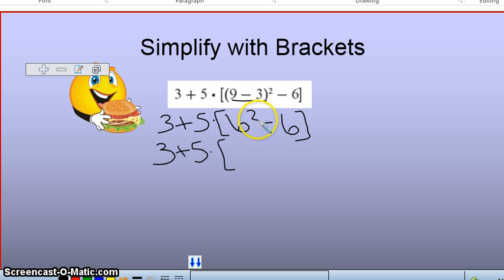Now, 6 squared is the same as 6 times 6, 36. And then finally, I can do my subtraction, and these brackets will be simplified. So 36 minus 6 is 30.